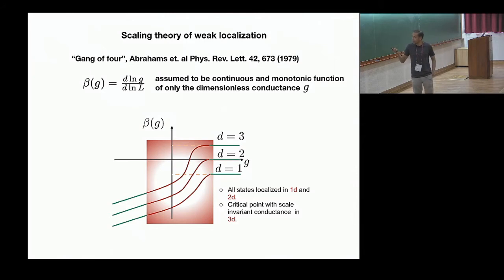But in less than two dimensions, you don't have this behavior because the beta function is always negative. So you're going to flow to the localized side, and there is no metal insulator transition. Okay, so this is sort of a summary of the statement that all states are localized in 1D and 2D. You only have the localized phase. You don't have the diffusive conducting phase. And you have a critical point with the scale invariant conductance in three dimensions.